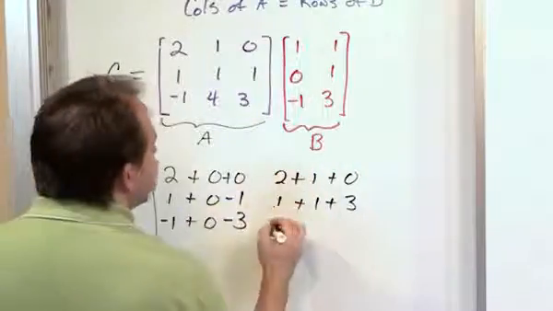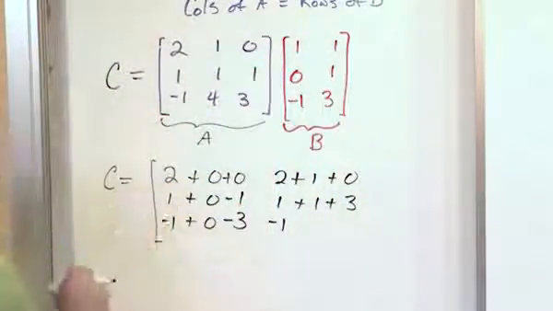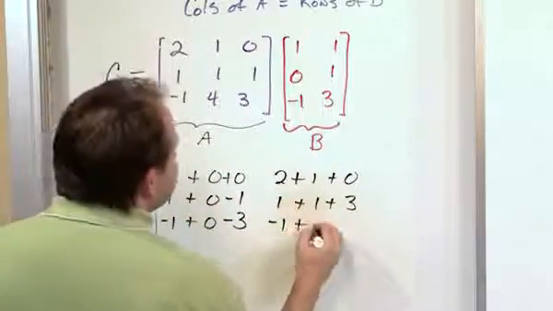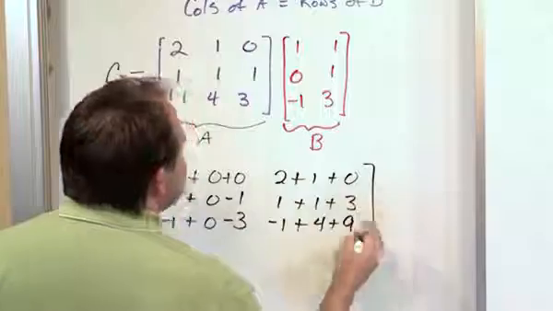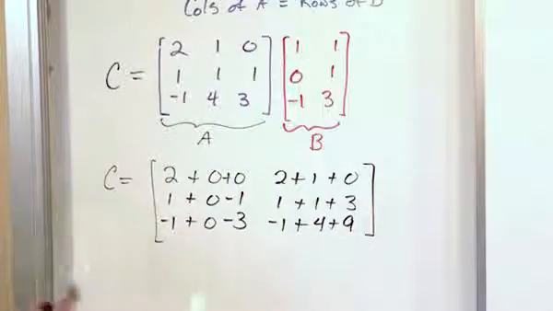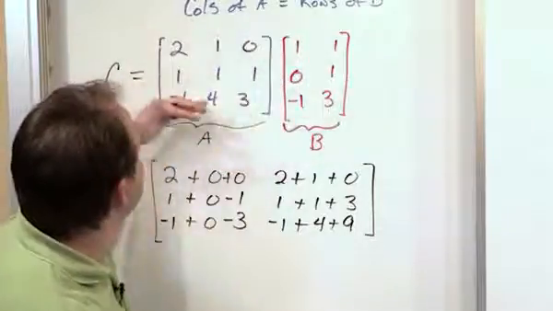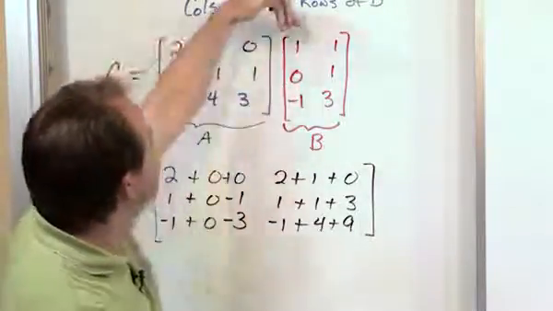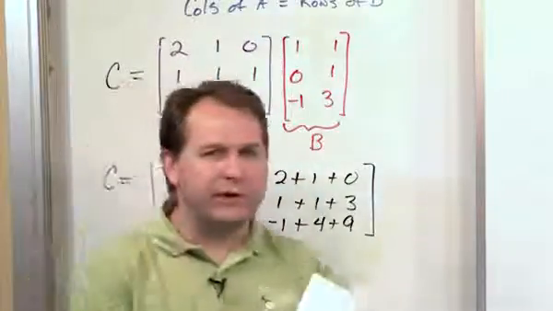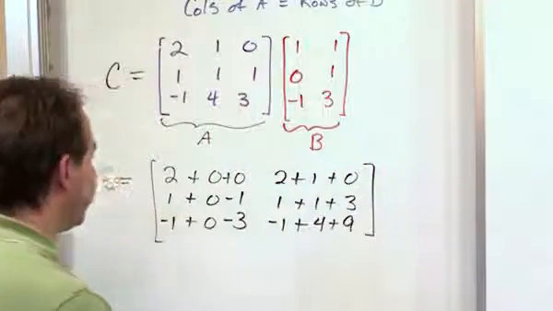1 times -1 times 1 gives me -1. 4 times 1 gives me 4. 3 times 3 gives me 9. Now there's nothing else to do. You stop doing the multiplication when you're done, because we've gone over and down, over and down, over and down. So we've gotten to the end here. Once you've covered all the combinations of over and down, you're finished. There's nothing else to multiply.